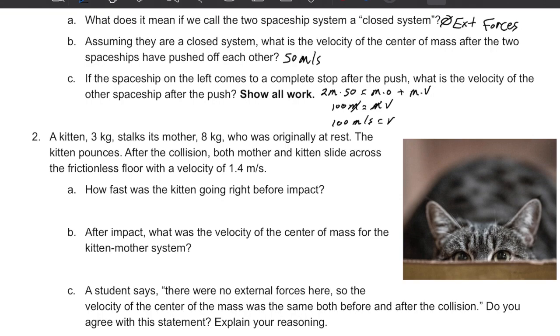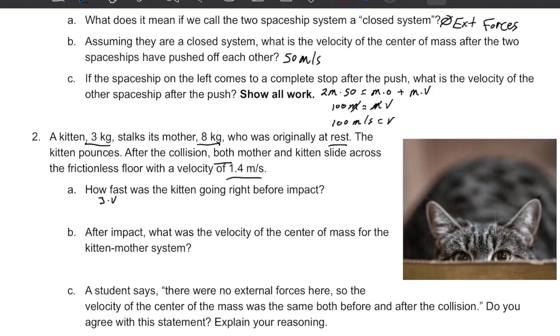Next, we have a kitten, 3 kilograms, stalking its mother, 8 kilograms. Mother is at rest. Kitten is on the move. The kitten pounces. After the collision, they are stuck together, and they're moving with a combined velocity of 1.4 meters per second. So the whole system is moving at 1.4 meters per second. How fast was the kitten going right before the impact?